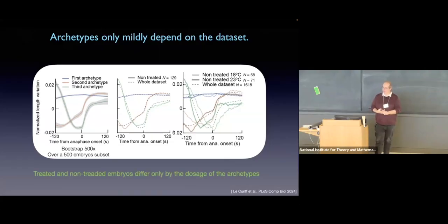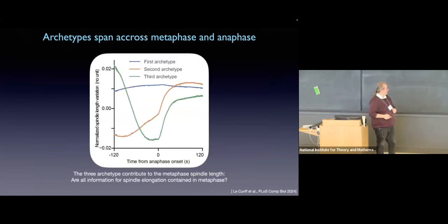And there's another idea if we push the thinking a bit forward, which means that the difference between the treated and the non-treated is not a complete change. It's just the dosage of the same archetype, which means that there's a kind of continuous change between the two. And I will come back at the end to this idea. So now let's have a second look at these archetypes. And there's a second aspect that was striking us.